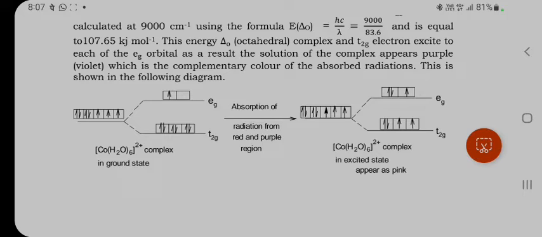the electrons in the lower energy orbital, so out of the 6 electrons present in the T2g orbital, 2 electrons will get excited into the higher energy Eg orbital. So in the complex, the cobalt in the excited state will have 4 electrons in the lower energy T2g orbital and 3 electrons in the higher energy Eg orbital. As a result, the complex will appear pink in color.